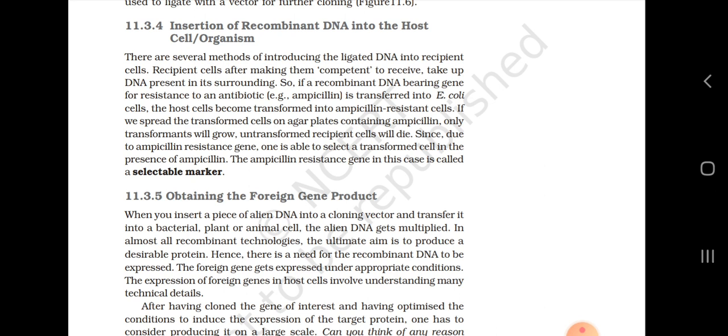Now, the cells having genes of interest can be grown on a small scale or on a large scale. If it is grown on a small scale, the cells are grown in cultures in the laboratory and then expressed as a protein, extracted and purified by different separation techniques. But if it has to be grown on a large scale, the cells are grown in a continuous culture system in which fresh medium is added from one side to maintain the cells in exponential growth.